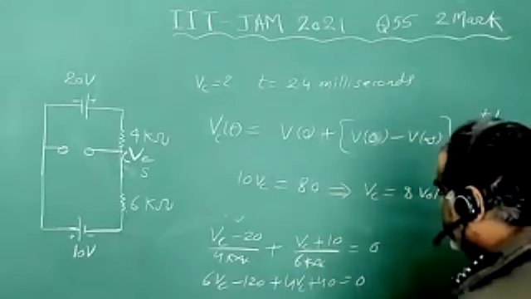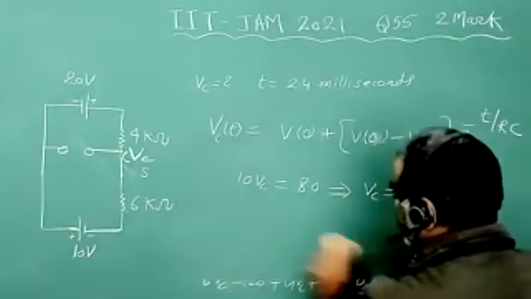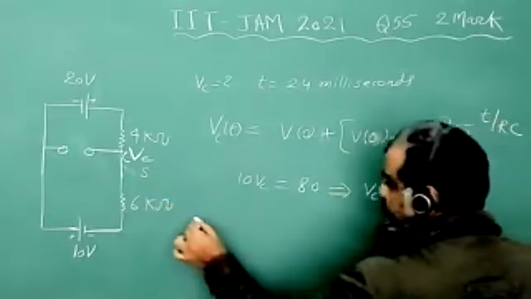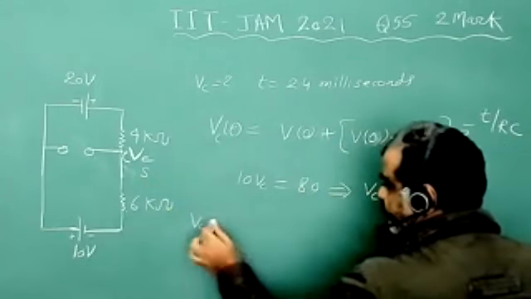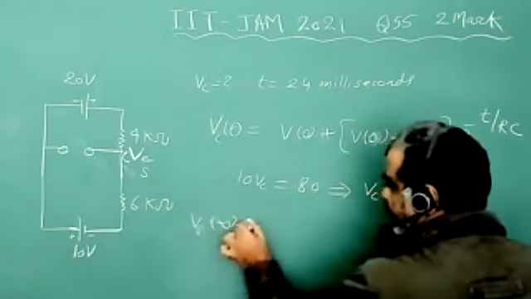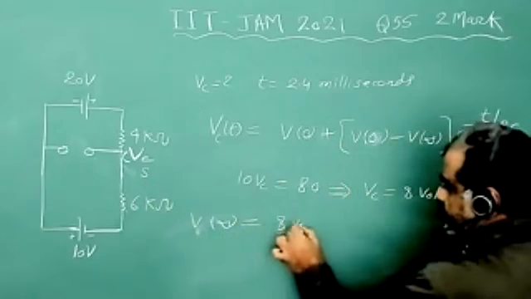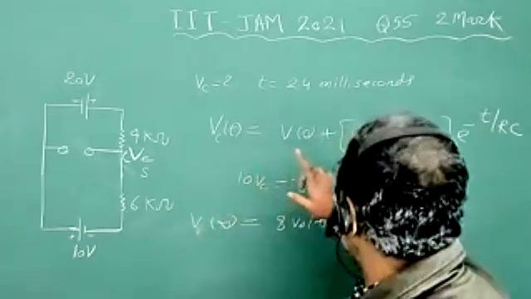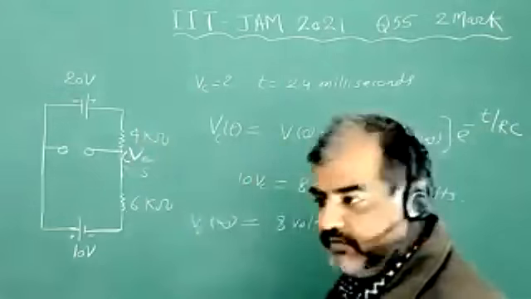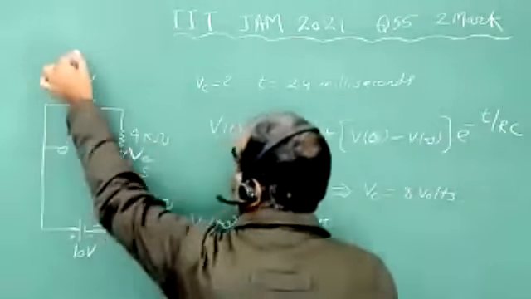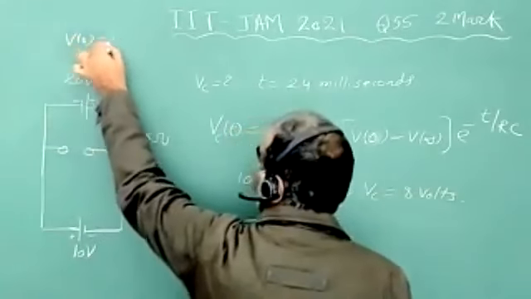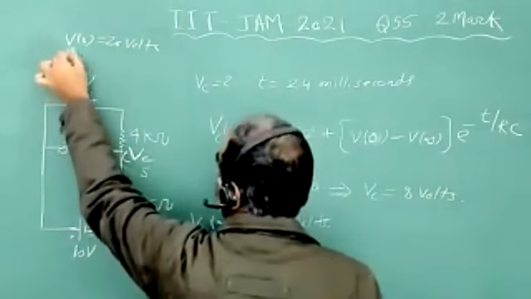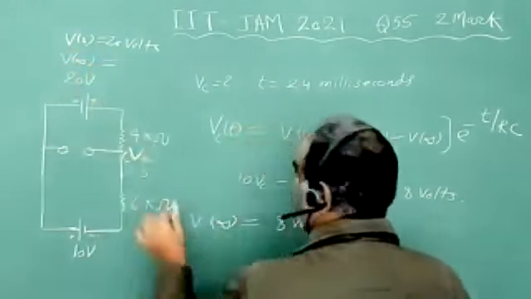So this VC, after closing this switch, is my VC infinite, or V infinite. This value is 8 volts. Now I know what V0 is. V0 is 20 volts, and V infinite is 8 volts.